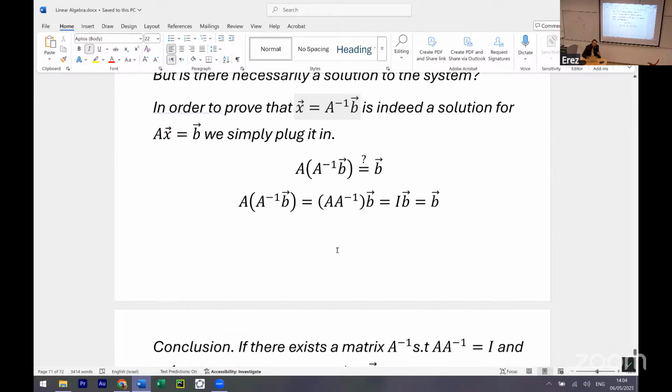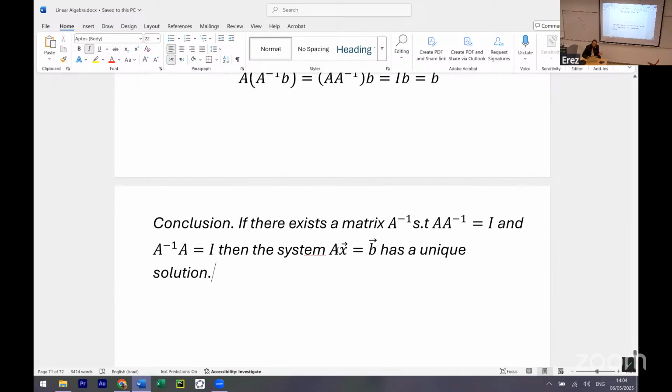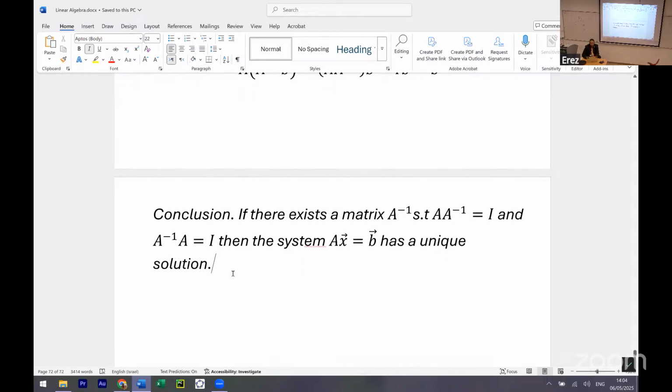I'm saying if the matrix is invertible, then the system of equations has a unique solution. I didn't claim anything else. But if the matrix is square, it's also the other way around, meaning that if the system has a unique solution, then the matrix is invertible. But I'm not mentioning it now.